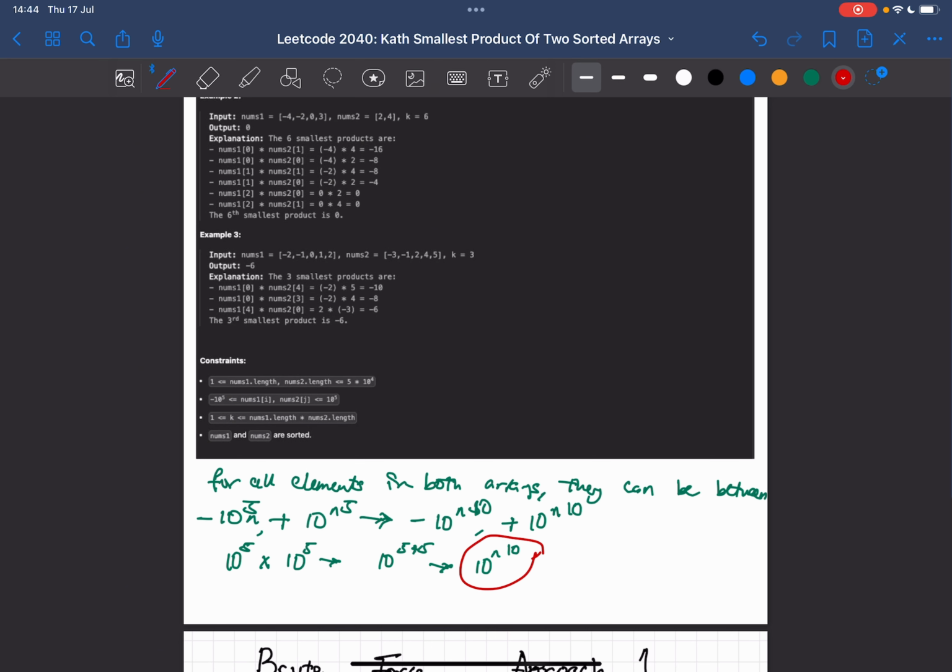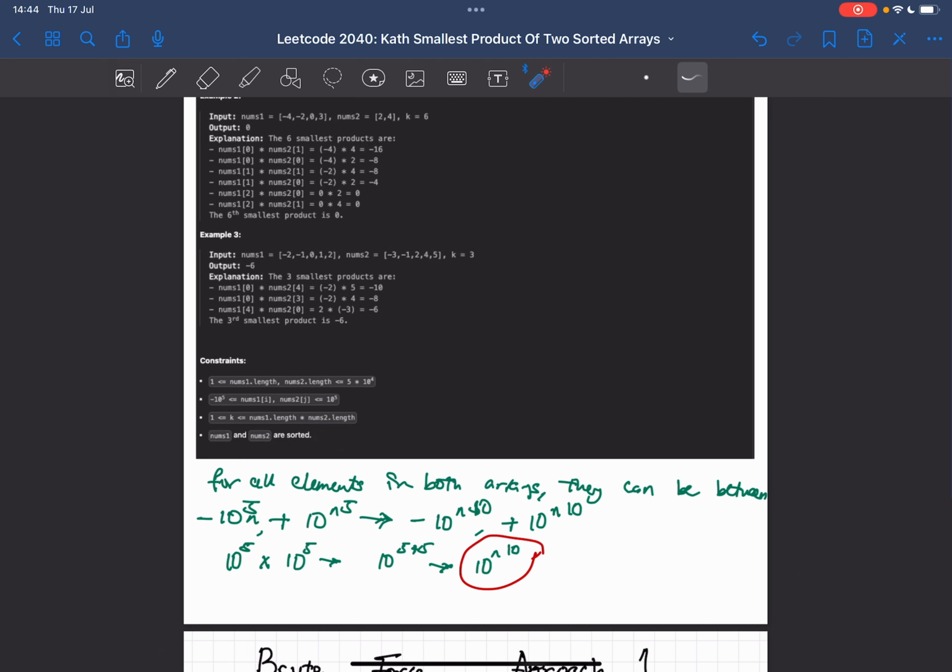So let's just read the constraints on k. K is at least 1, but at most the length of nums1 multiplied by the length of nums2, inclusive. And another very important constraint is that nums1 and nums2 are sorted. Now, when I was reading this, someone said if you see a question that says find the kth anything, and your input values are sorted, what should be ringing in your head is binary search.